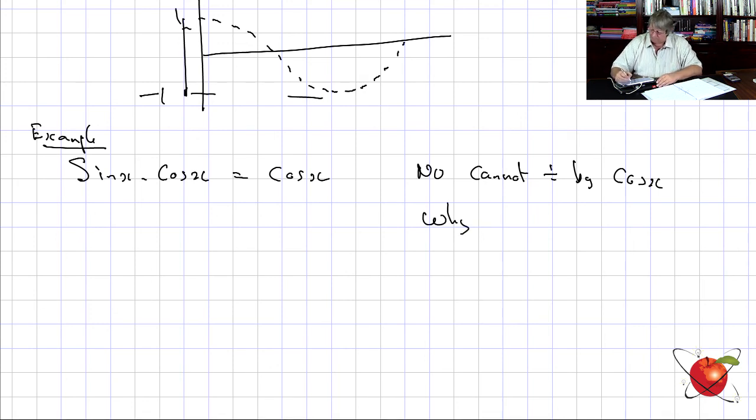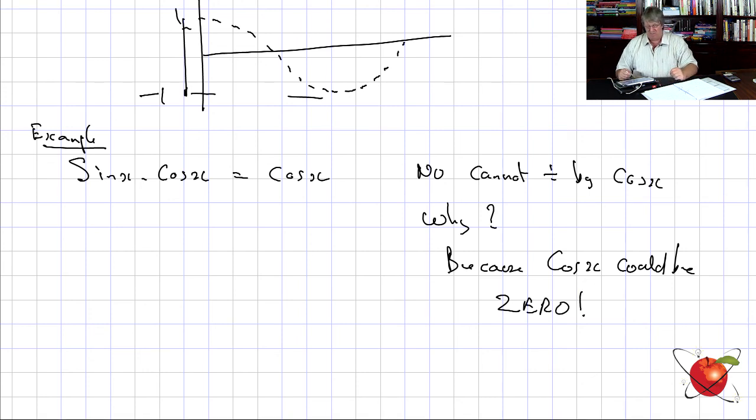Why? Because cos x could be 0. And you're not allowed to do that. Okay? So you cannot simplify by dividing by cos x here, quite simply because it is possibly 0. So we cannot divide by sine or cos or anything unless they tell us it's not 0. Okay? In which case you can, or you just have to leave it alone.